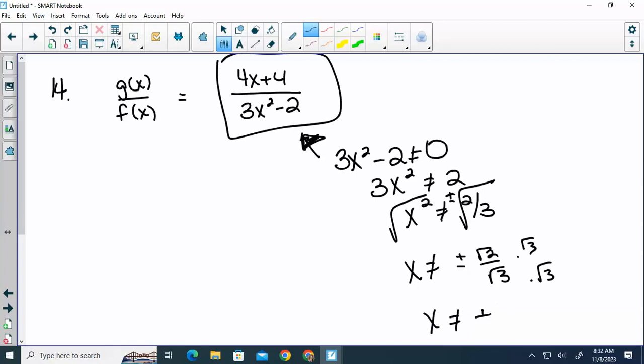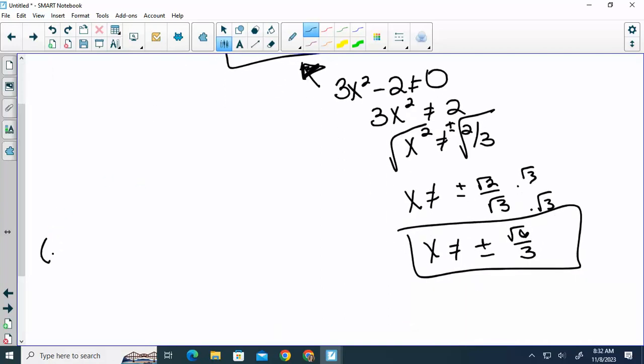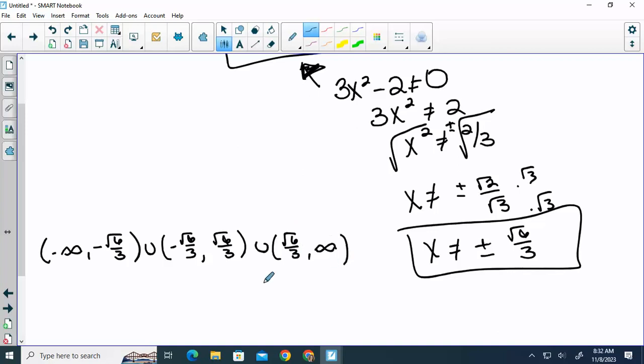the x cannot be plus or minus radical 6 over 3. Since it's more than one thing x can't be, I've been letting you leave it like that. If you chose to write it as an interval, it would be everything smaller than negative radical 6 over 3. Union everything between them. Union everything bigger. Is that okay?